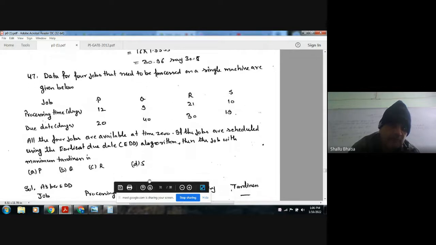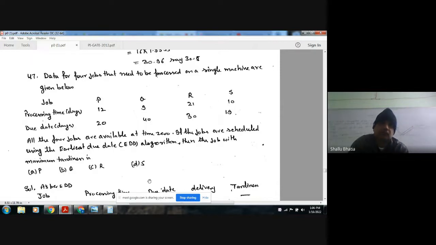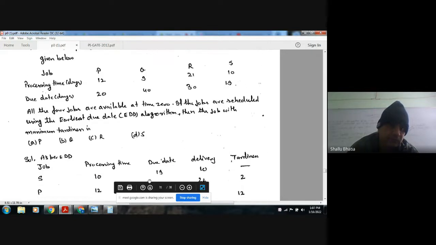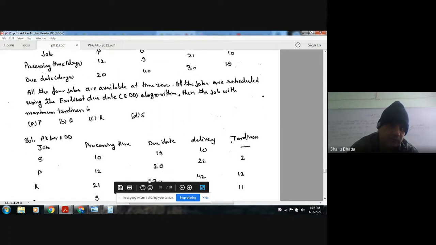Next. Data for four jobs that need to be processed on a single machine are given below. Jobs P, Q, R, S, with processing times 12 for P, 9 for Q, 21 for R, and 10 for S. Due dates are 20, 40, 30, and 90. All four jobs are available at time 0. If the jobs are scheduled using the earliest due date EDD algorithm, then the job with maximum tardiness is option A P, option B Q, option C R, option D S.